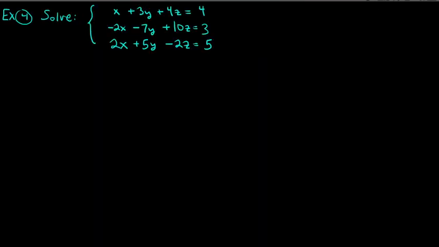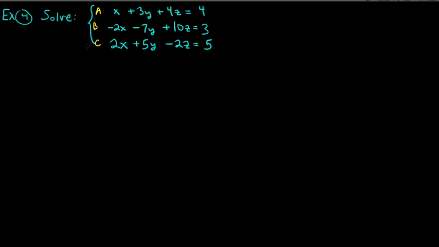Okay, so on to the next one. We have x plus 3y plus 4z equals 4. That'll be equation A. Equation B: negative 2x minus 7y plus 10z equals 3. And then equation C will be 2x plus 5y minus 2z equals 5. First thing you want to do is make sure you write down the correct equations. If you mess anything up here, it's going to be a nightmare. You're going to do a lot of work and get nowhere.